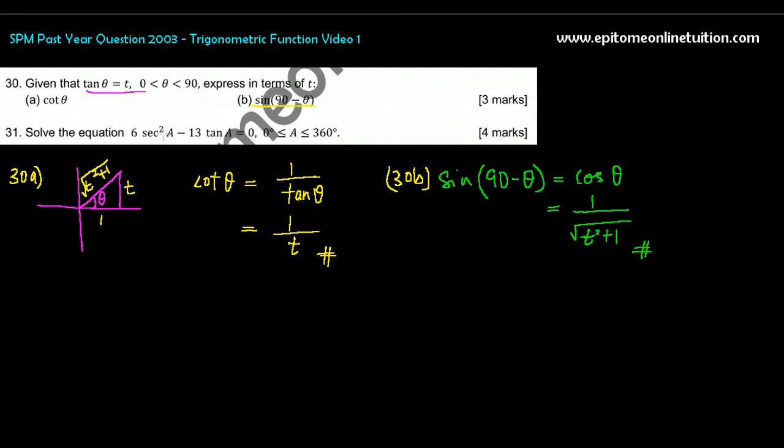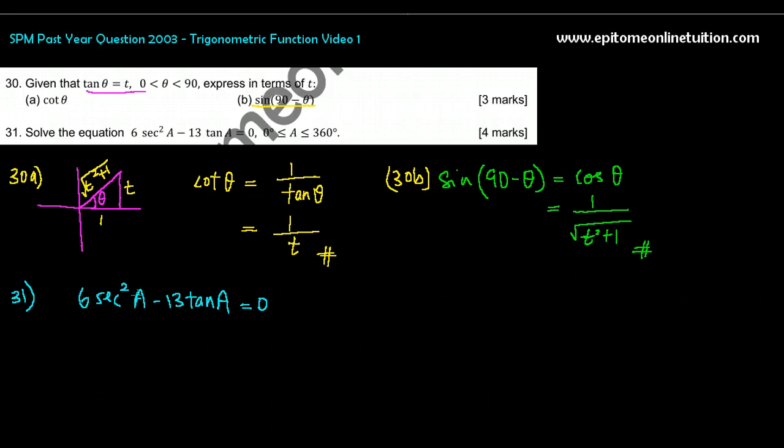Now let's have a look at 31 here. Alright, 31. Solve the equation. Another paper 1 question. 6 secant square theta minus 13 tangent theta equals 0 for theta between 0 to 360. Okay, now if you notice, there's a secant square and there is a tangent, equals to 0.